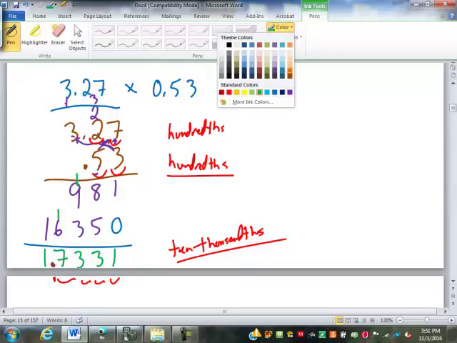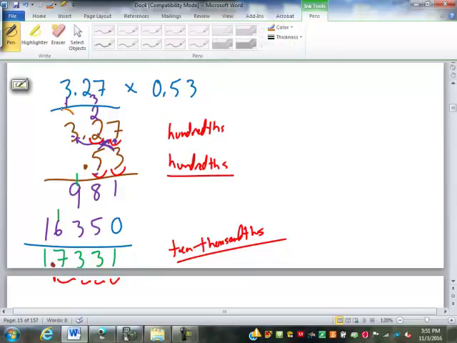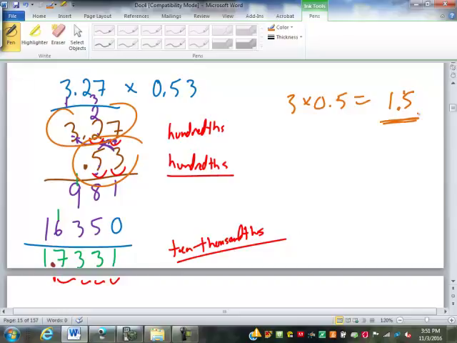Now also you'll notice this is about 3 and this is about 0.5. 3 times 0.5 or 3 times 1/2 is 1.5. I'm expecting my answer to be close to 1.5. So 0.17331 would not make sense. 17 would not make sense. The only place for that decimal point to go that makes any sense is right there between the 1 and 7.